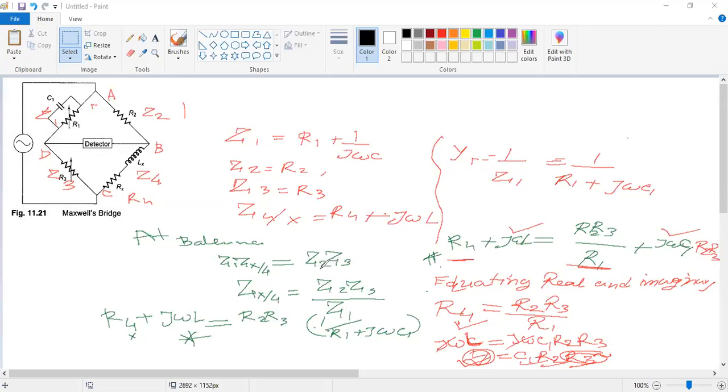Now another point is there: what is the quality factor? The quality factor of this bridge means how much energy can be stored in this inductance. This is called quality factor, and you can find this quality factor. I just erase all of this.